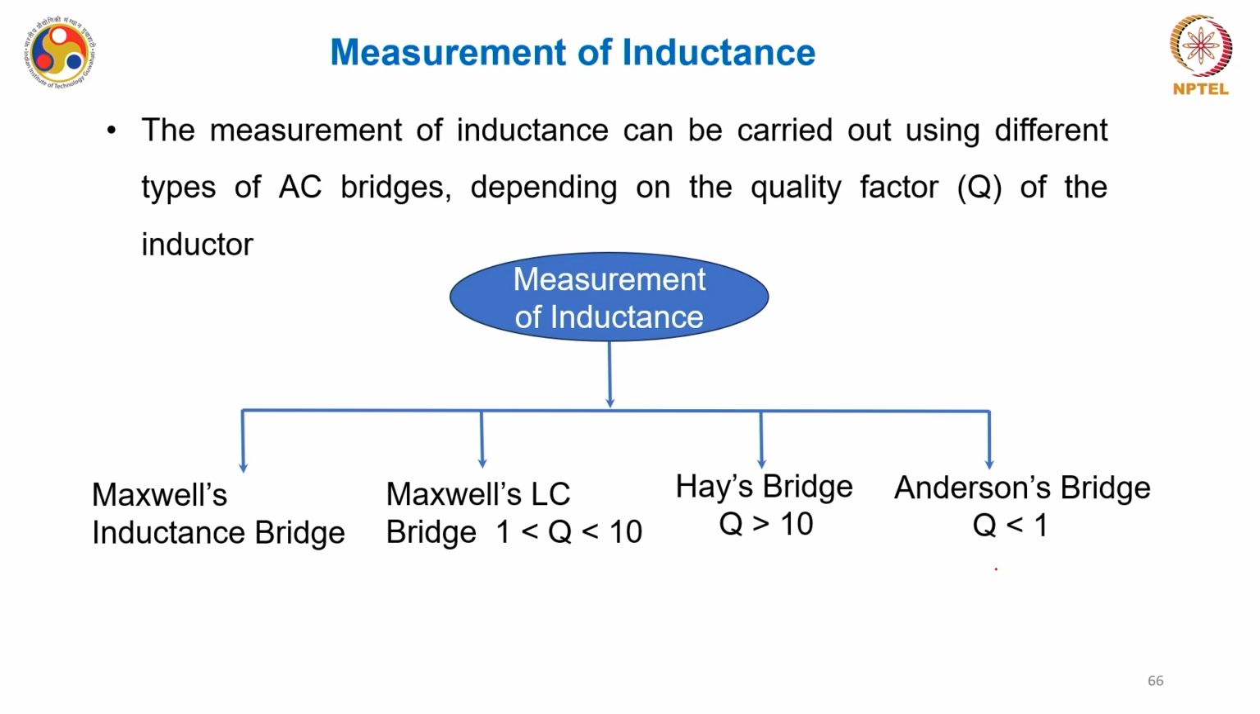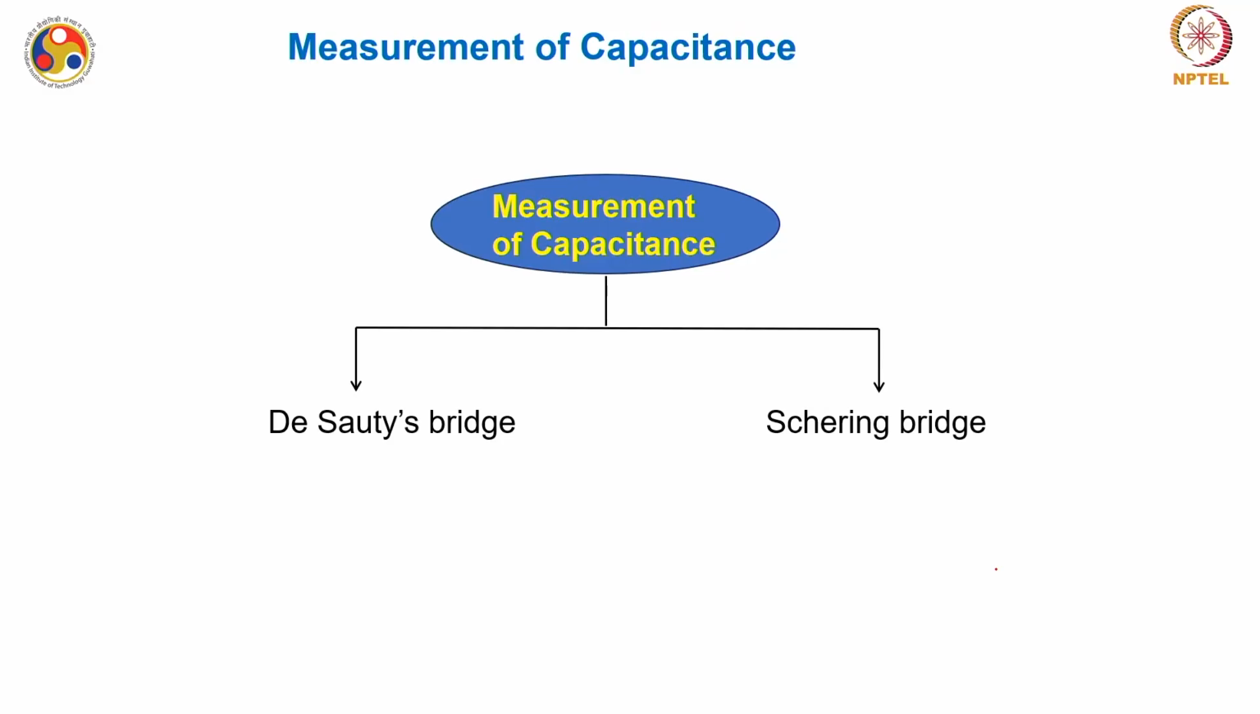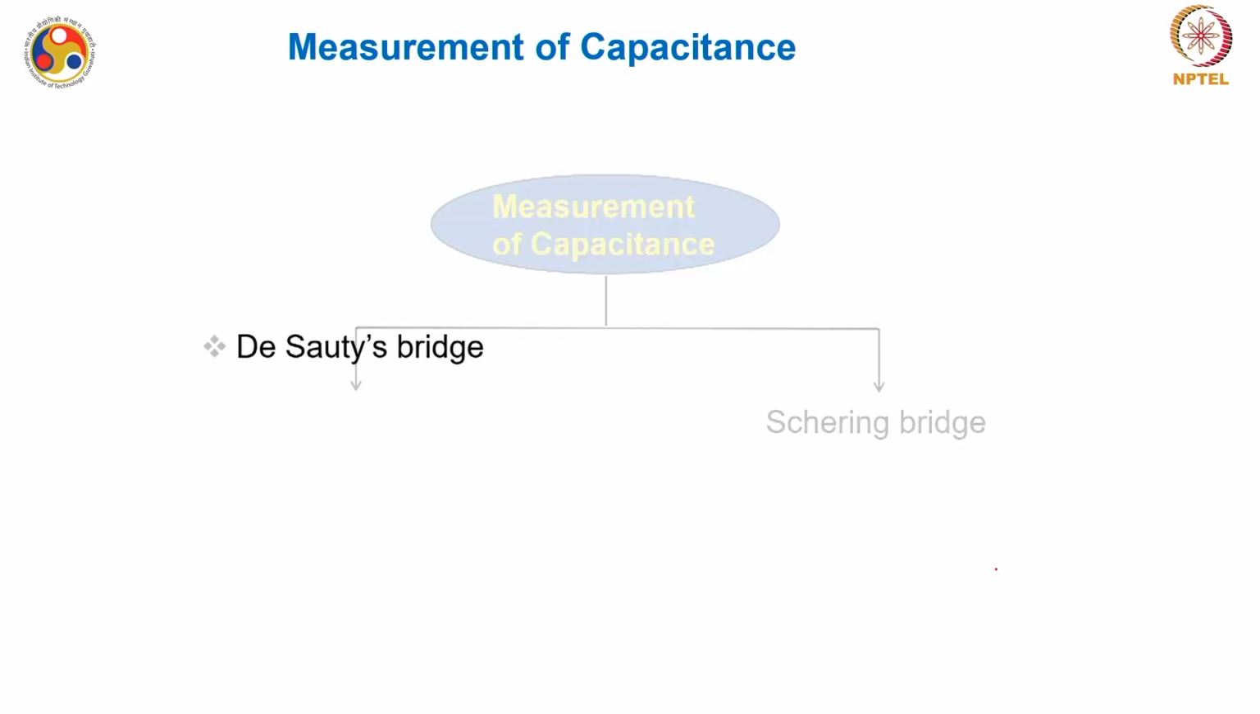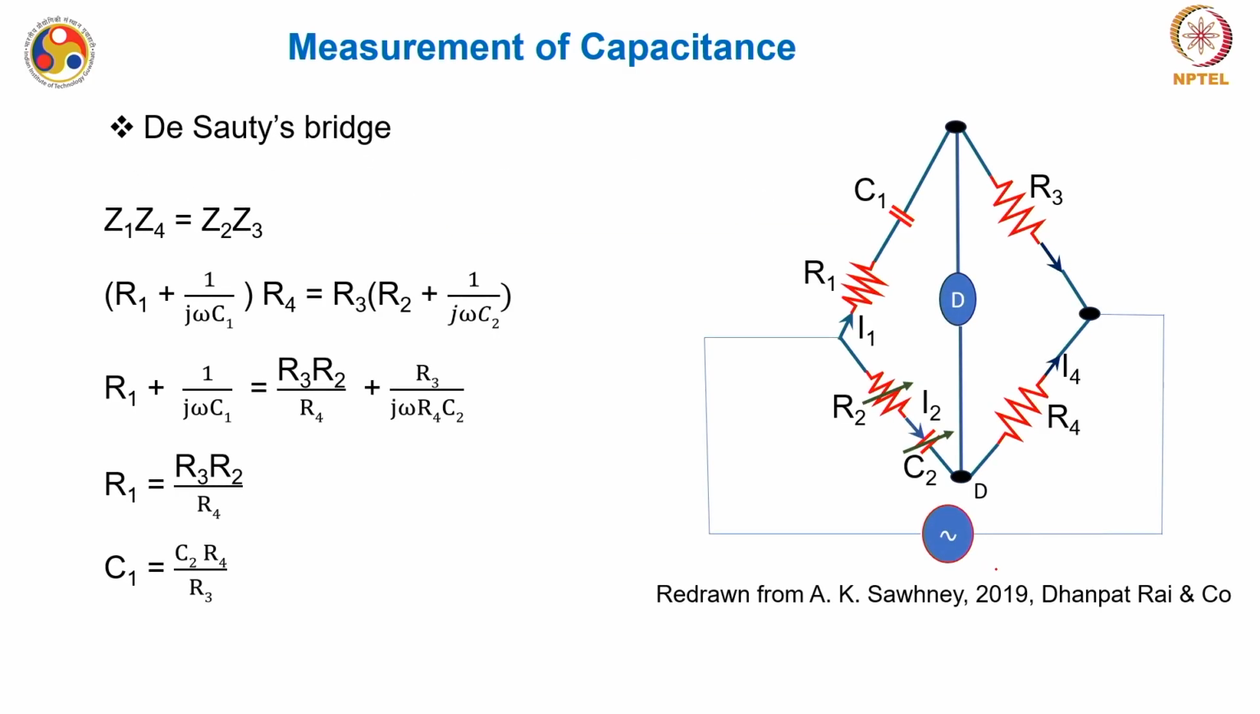Similarly, for frequency and other AC parameters, you have other kinds of bridges like the Wien's bridge that you can use. For capacitance, you have two different ways: de Sauty's bridge and the Schering bridge. Usually de Sauty's bridge is very popular, and let's see one example so that you can extend the knowledge to other bridge configurations for the measurement of other AC parameters.